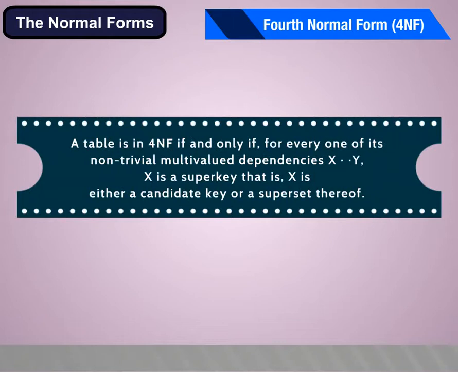A table is in 4NF if and only if for every one of its non-trivial multivalued dependencies X →→ Y, X is a superkey, that is, X is either a candidate key or a superset thereof.